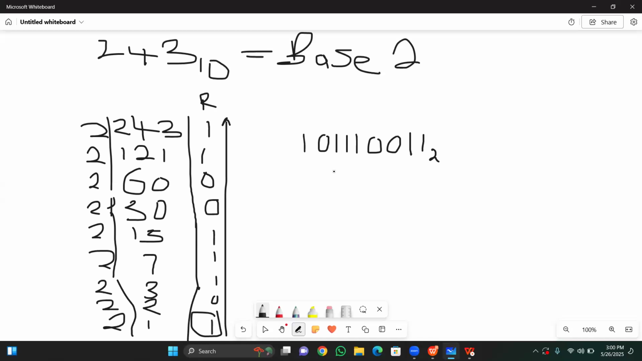Now, let us cross-check if we really got the answer. But first of all, understand what we did. With the decimal number here, we are going to be dividing it repeatedly by 2, and we will be marking out the remainder. 2 divides 243, we'll get 121, remainder 1. 2 divides 121, we'll get 60, remainder 1. Just like that. That's how we did.